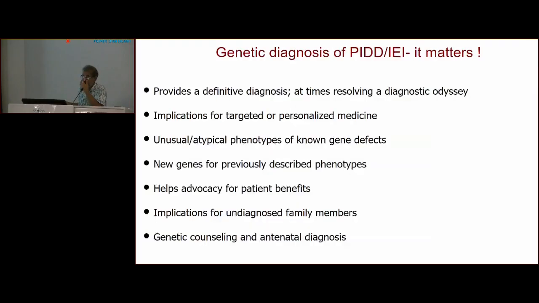So I'll just briefly move on to genetic diagnosis. The genetic diagnosis is also important because it provides a definitive diagnosis, at times resolving a diagnostic odyssey. It has got implications for targeted or personalized medicine. It can describe unusual phenotypes of known diseases, new genes for previously described phenotypes, helps in advocacy of patients, and it's also important for genetic counseling and antenatal diagnosis.